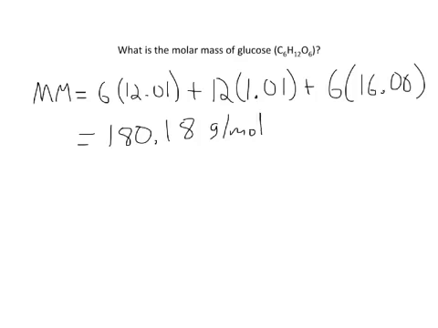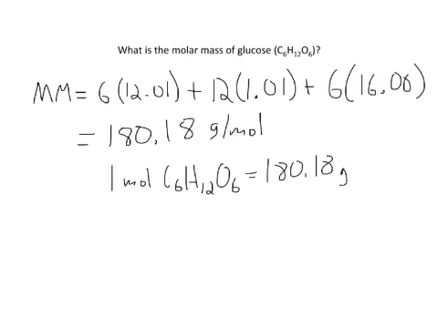Now when we're converting back and forth between molecules and moles and mass, it is helpful to write the molar mass as a conversion factor. Sometimes I like to write this as 1 mole of glucose is equal to 180.18 grams of glucose.